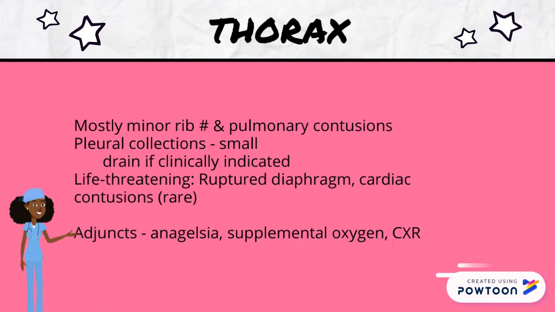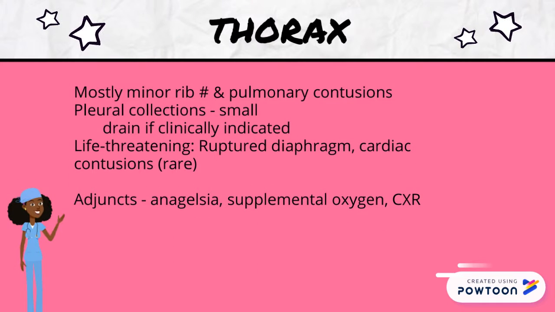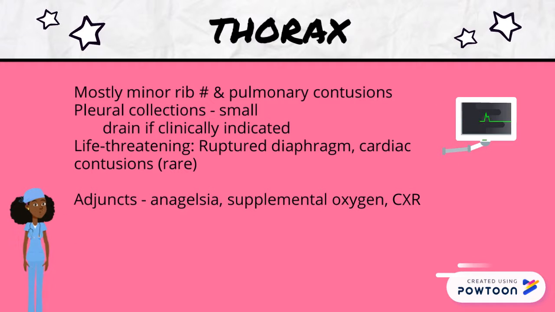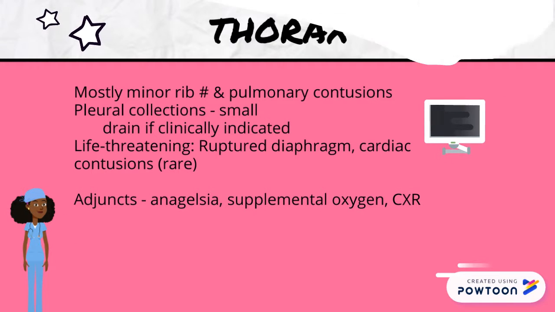In the thorax, injuries are commonly minor rib fractures or pulmonary contusions. Pleural collections are usually small and should only be drained if clinically indicated. Watch out for life-threatening injuries such as a ruptured diaphragm or cardiac contusion.